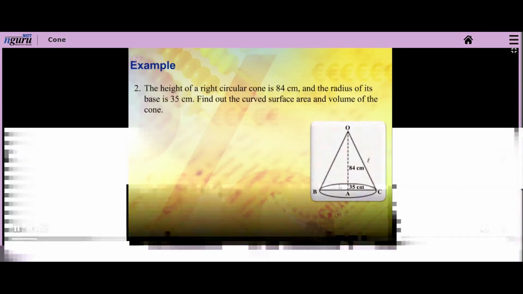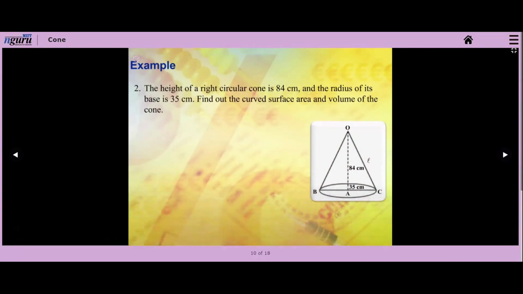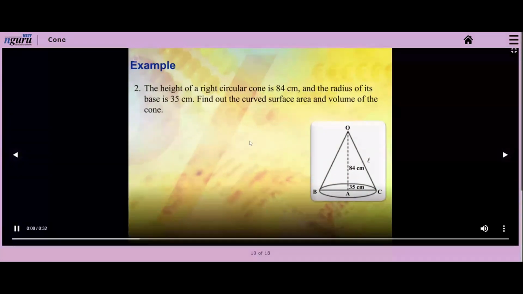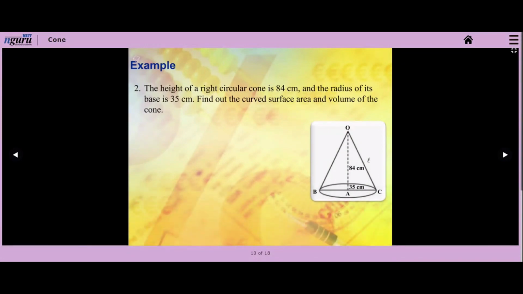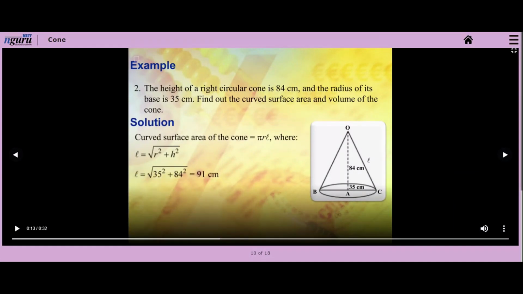Okay. The height of a right circular cone is 84 centimeters and the radius of its base is 35 centimeters. Find out the curved surface area. Do this.